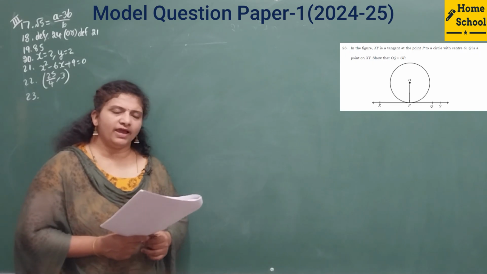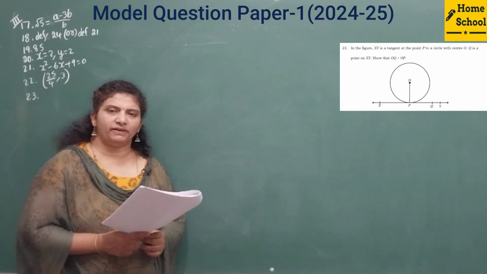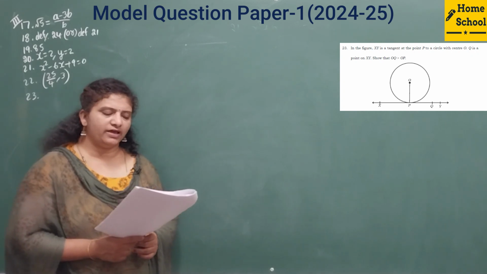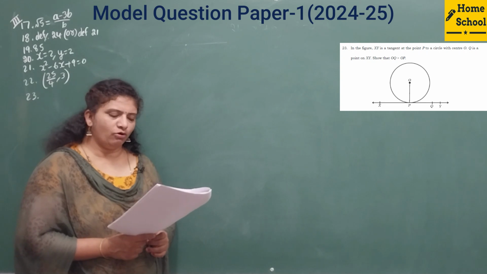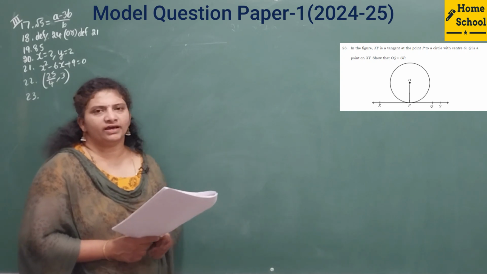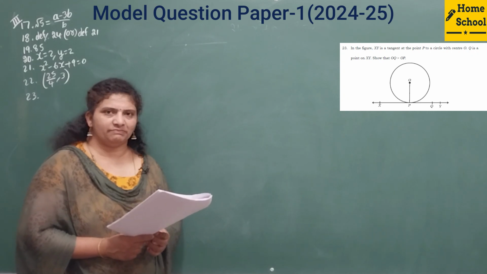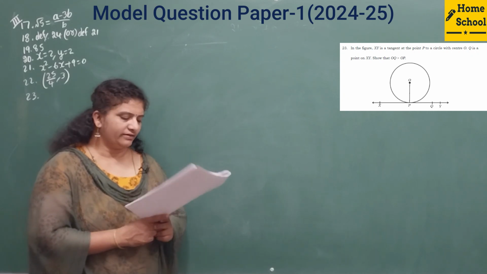23rd, in the figure, XY is a tangent at the point P to a circle with center O. Q is a point on XY. Show that OQ is greater than OP. You can see the figure over there. This is none other than theorem 1 from the circles chapter. Okay, directly you can write that theorem.